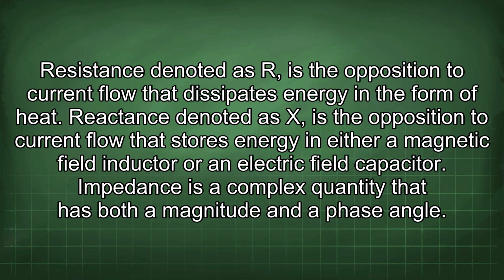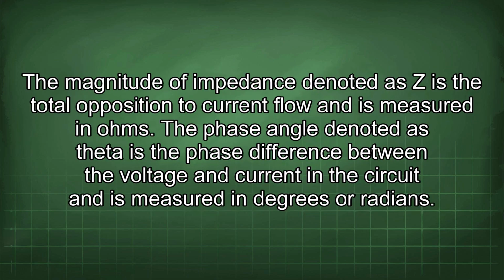an electric field (capacitor). Impedance is a complex quantity that has both a magnitude and a phase angle. The magnitude of impedance, denoted as Z, is the total opposition to current flow and is measured in ohms.